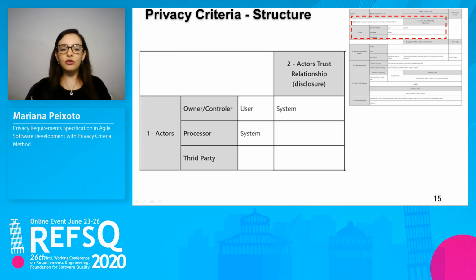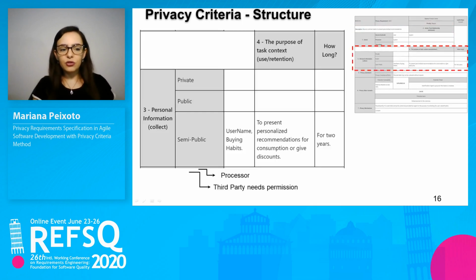After that, we should consider the specification of step 2, the relationship of the actors. Here we have the trust relationship about the user and the system. After that, you should consider the specification of personal information that can be private, public, or semi-public. Public, everyone can see. Semi-public, just the processor and the owner of the information can see. And the third party needs permission to see this information.